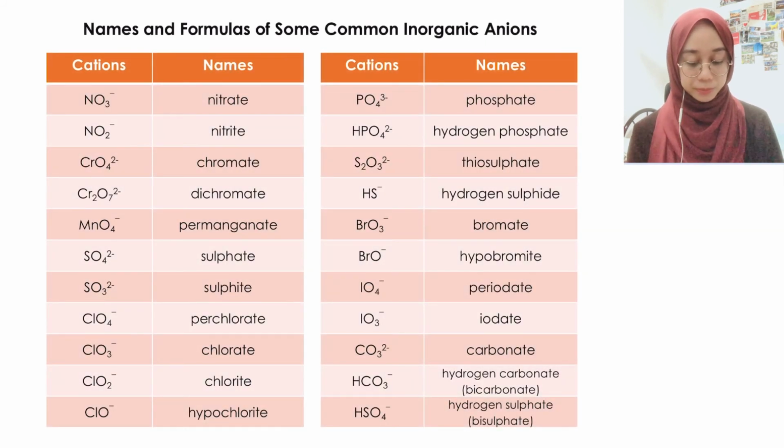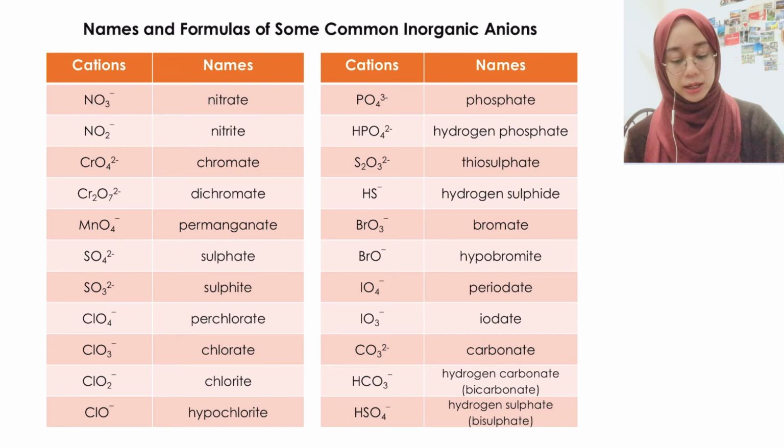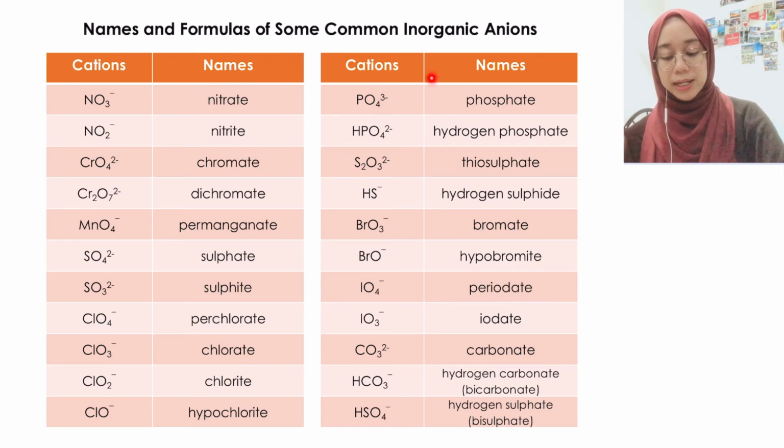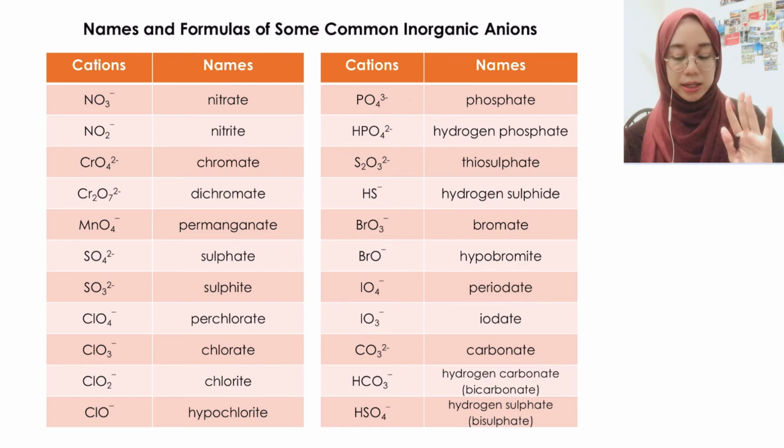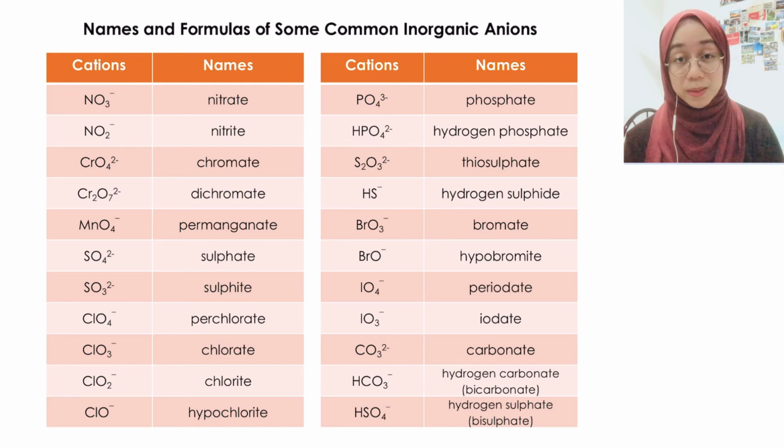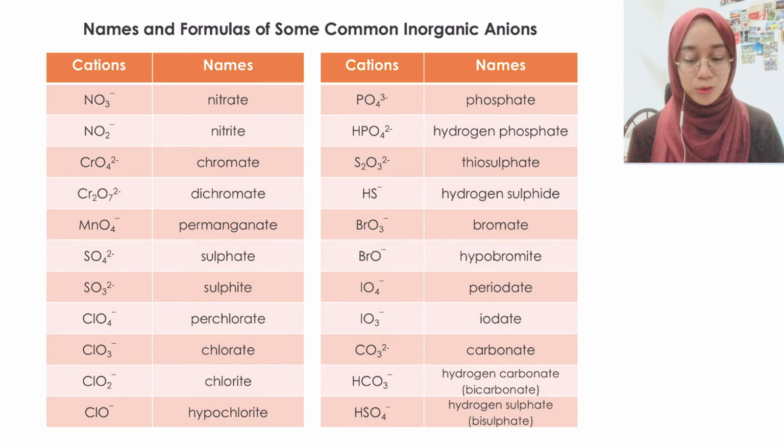Tapi kalau kamu tengok anions yang dekat page sebelah ni pula, I think the one on the left side is very important. Okay, the one on the left side is very important for you to know. But then the one on the right side is a bit complicated. Ada yang macam kamu tak perlu tahu pun lah sebenarnya. Tapi Miss bagi je, Miss letak je. Okay, just untuk rujukan kamu.